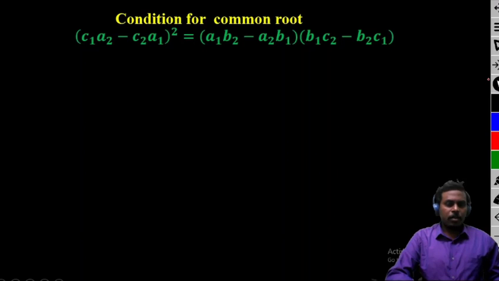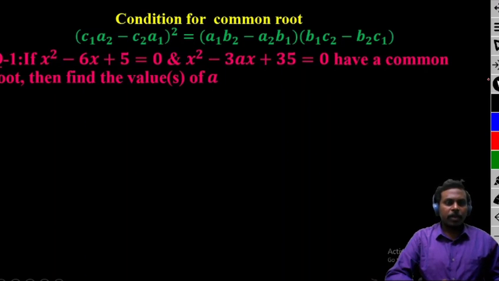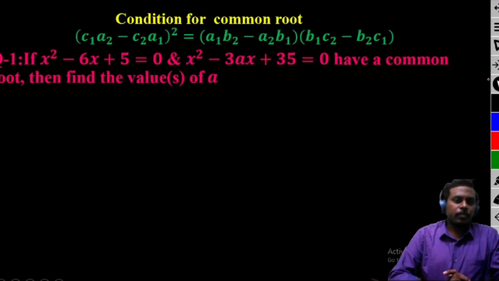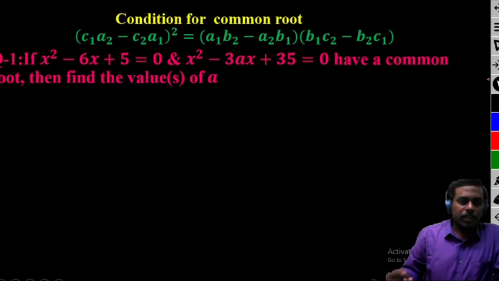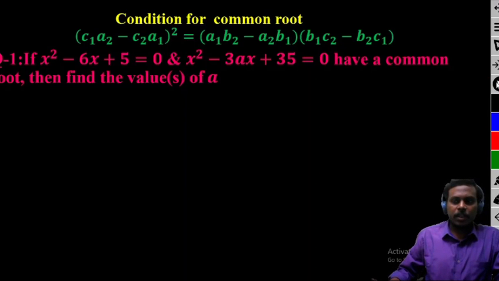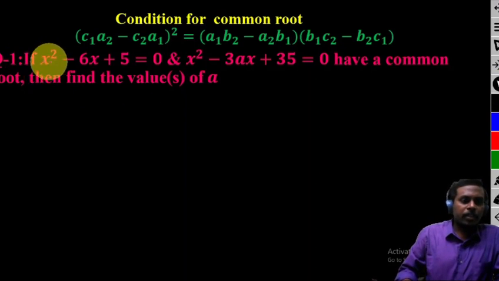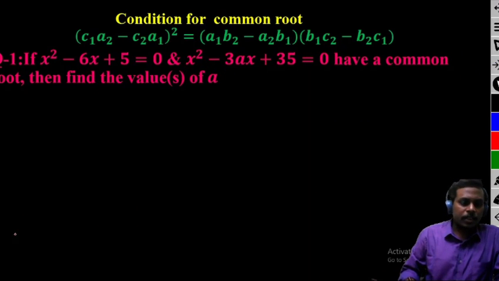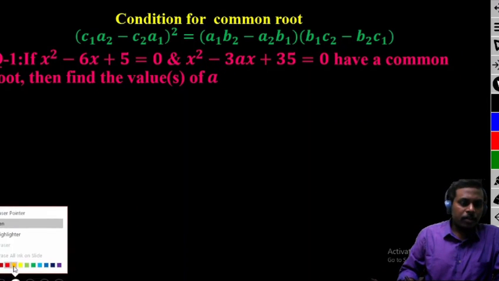Next, there is a problem actually. So here we are going to solve a problem based on the previous theorem. Now, the question is, if x square minus 6x plus 5 is equal to 0 and x square minus 3ax plus 35 is equal to 0 have a common root, then find the values of a actually. Let us find out the solution for this.